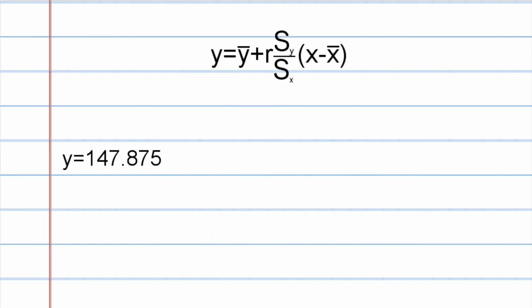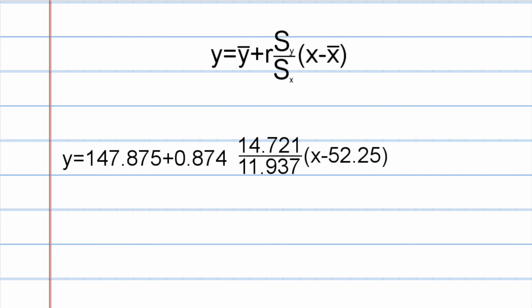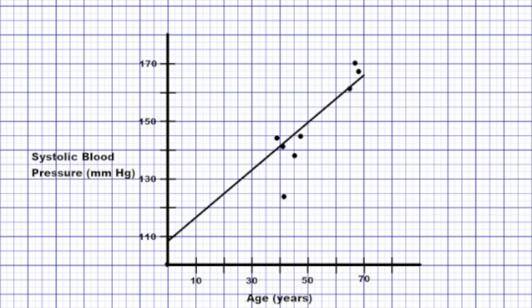If we apply the equation for determining the least squares regression line to the data shown before, we get the equation y equals 147.875 plus 0.874 times 14.721 over 11.937 times x minus 52.25. Simplifying the equation to standard form, we get y equals 1.078x plus 91.55. Visually, we can see that our model does appear to accurately represent the relationship in the data.